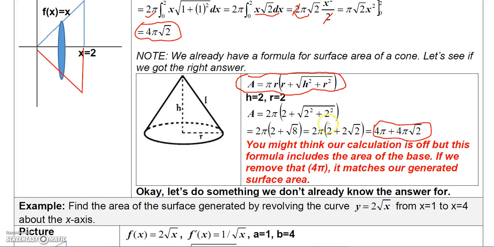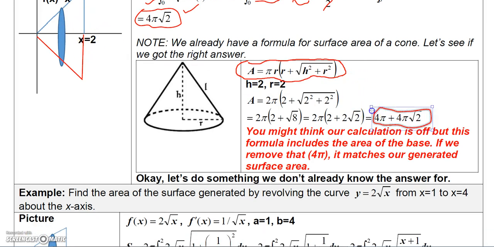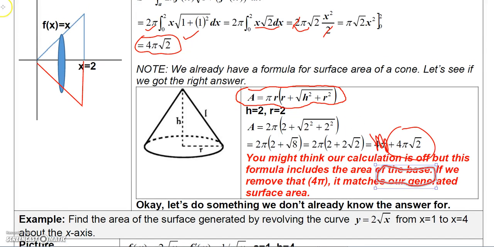So your first question may be, wait a minute, that's not the area you got up here. Well, actually, the area up here does not include the area of the base. Remember, I told you we wouldn't be getting the area of the base. We would just be getting the area of the surface that's generated by revolving this around the x-axis. So this formula actually does include the base. So if you take off the area of the base, which would be the 4 pi, then you do get the same answer that I got up here for the surface area.